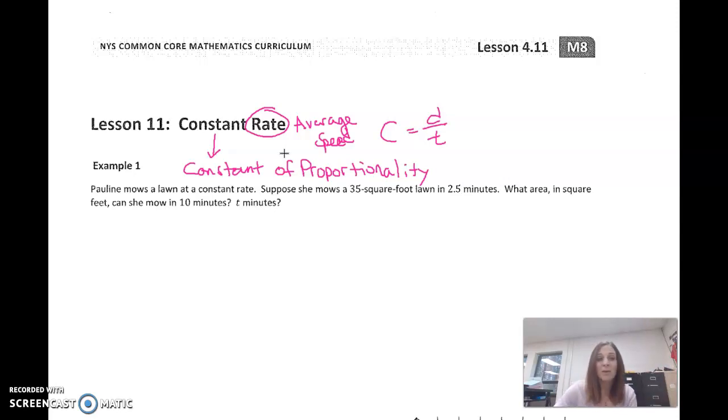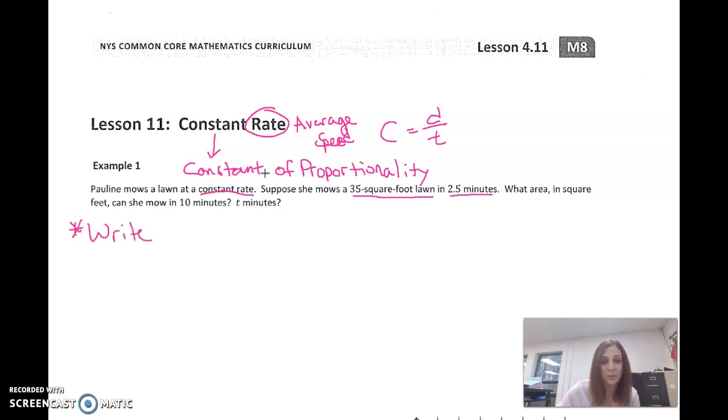In example 1, it says Pauline mows the lawn at a constant rate, and then it gives us some information about that. She mows a 35 square foot lawn in 2.5 minutes. Now, this is not our traditional distance divided by time, but we still have the time. Our dependent variable is how much lawn she can mow in a given amount of time. What area in square feet can she mow in 10 minutes, in t minutes? And that is the power of this statement right here.